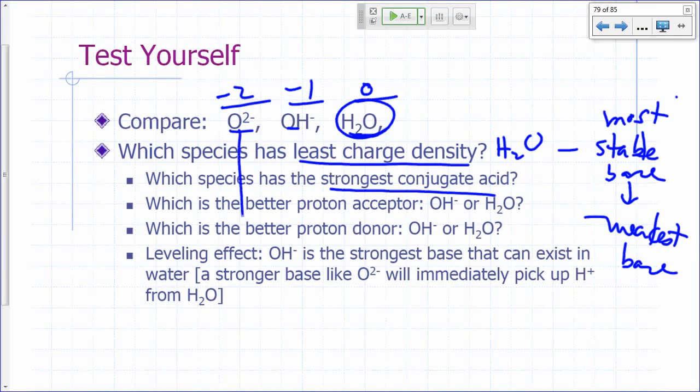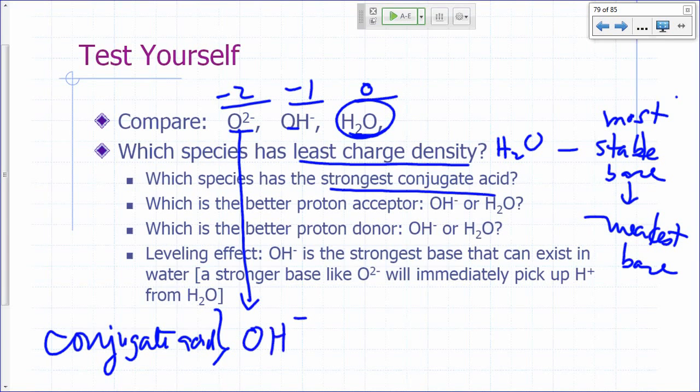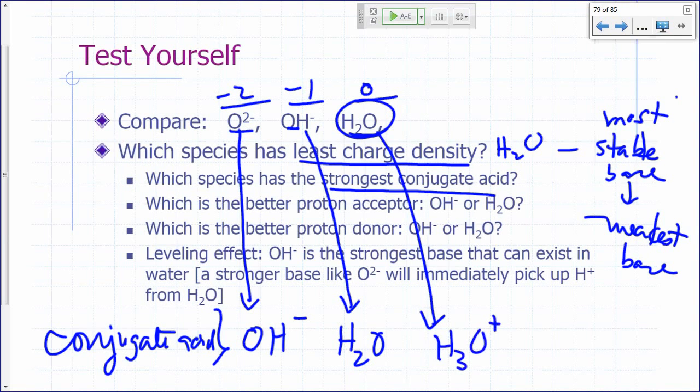What are the conjugate acids for this? What's the conjugate acid for oxide? It's going to be one more H and one charge higher. So hydroxide, right? What's the conjugate acid for hydroxide? One more H, one charge higher. So that's H2O. What's the conjugate acid of water? Hydronium. So of these three conjugate acids, which one is the strongest?